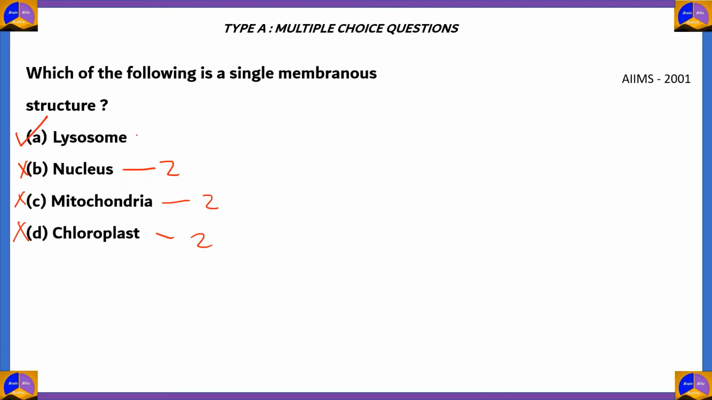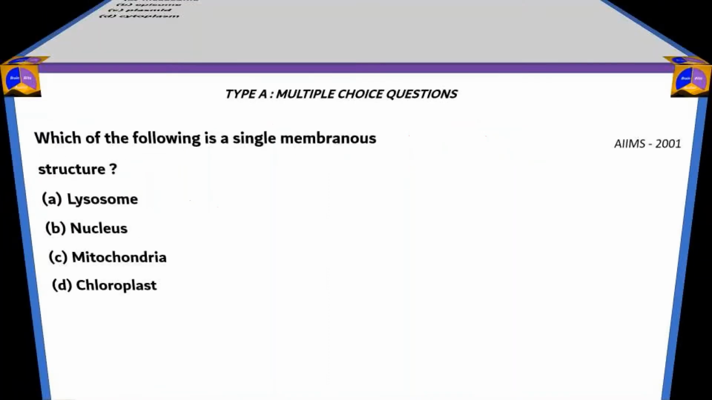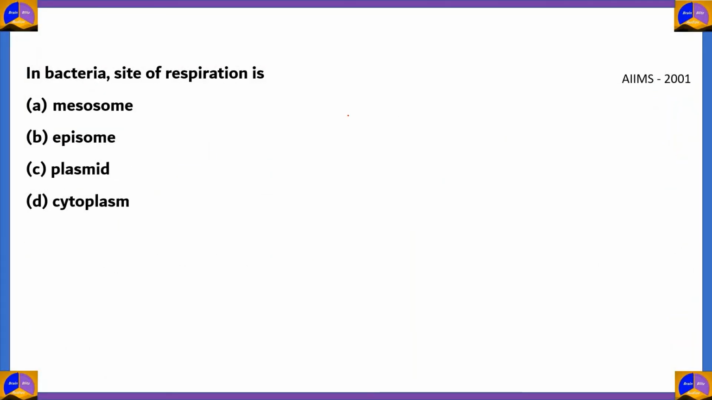The right answer is option A, lysosomes, suicidal bags, which have one membrane. So lysosomes are single membranous structures. Next question. In bacteria, the site of respiration is A, mesosome, B, episome, C, plasmid, and D, cytoplasm.